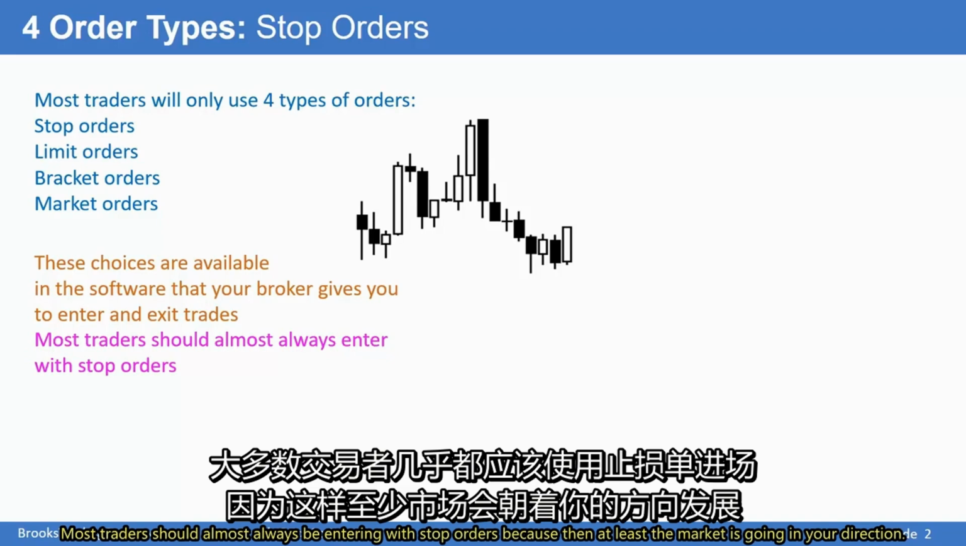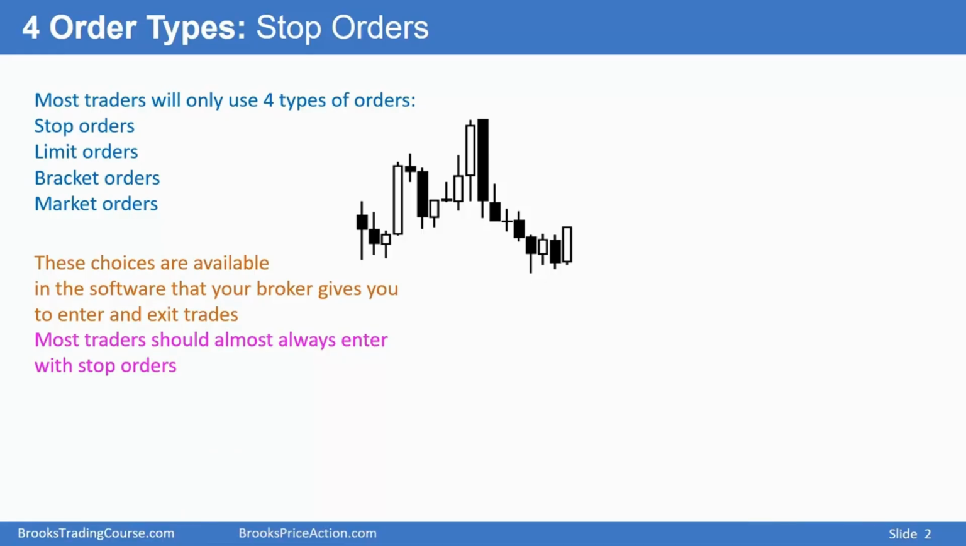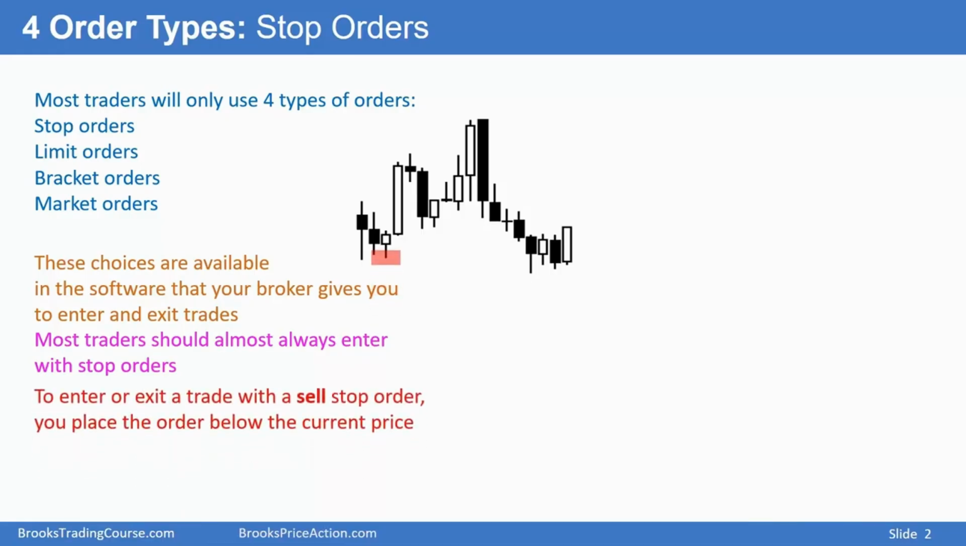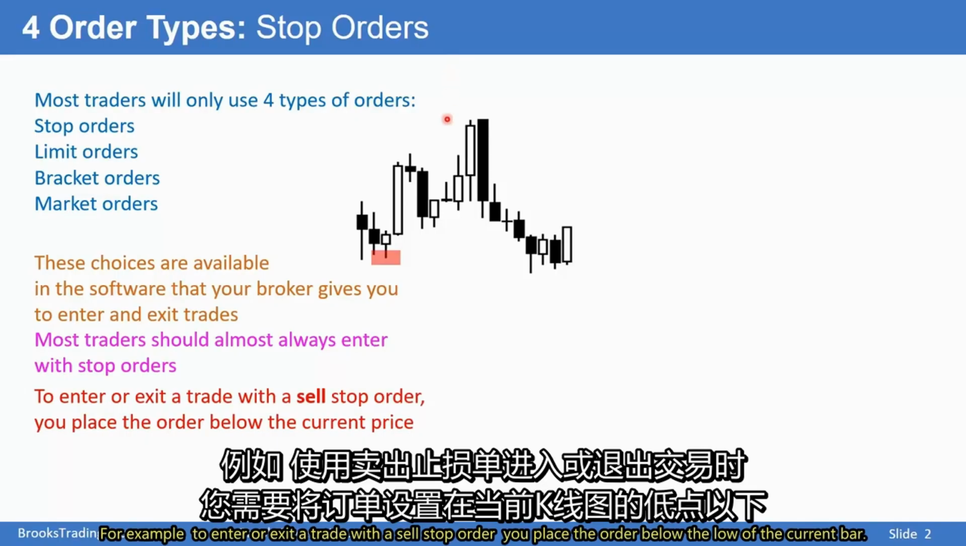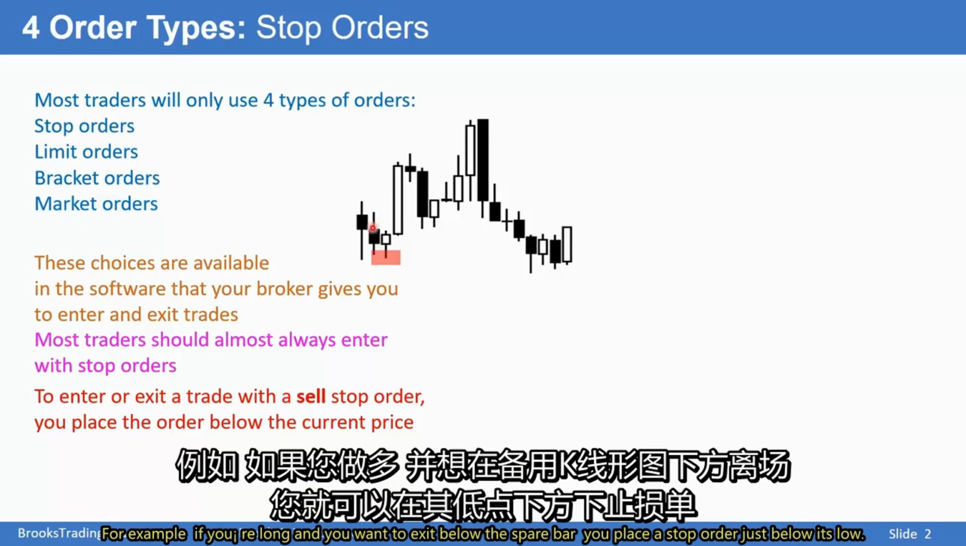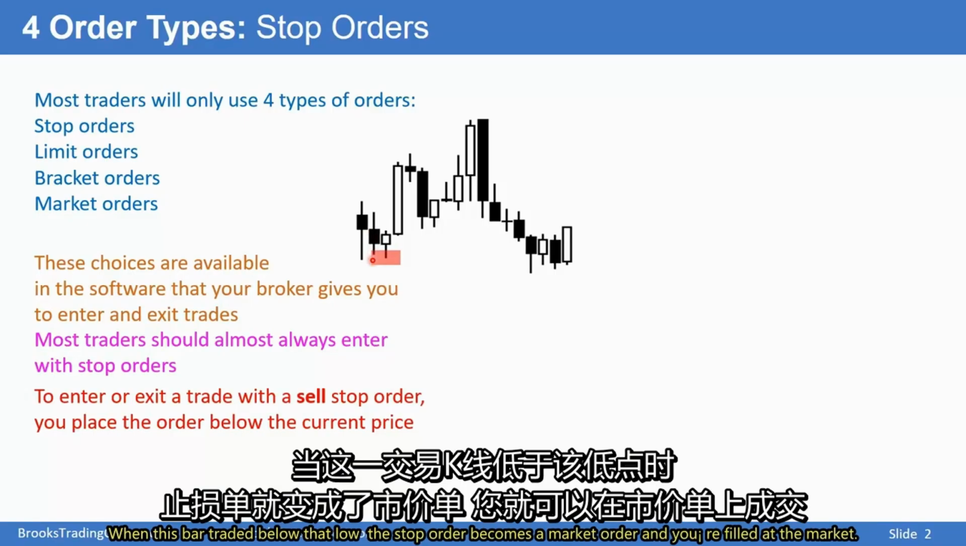Most traders should almost always be entering with stop orders, because then at least the market is going in your direction. For example, to enter or exit a trade with a sell stop order, you place the order below the low of the current bar. For example, if you're long and you want to exit below this bear bar, you place a stop order just below its low.